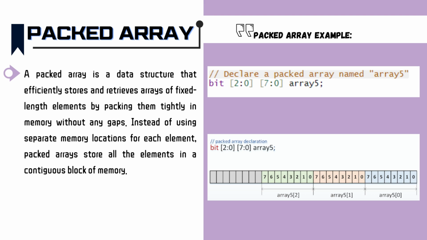The memory will be allocated in row major order, which means that the first row will be stored first, followed by the second row, and so on. Within each row, the first element will be stored first, followed by the second element, and so on. So the memory allocation for this packed array would look like a continuous block of 24 bits, with the first 8 bits representing the first element in the row, followed by the next 8 bits for the second element in the row, and so on until the last 8 bits which represent the last element in the row.